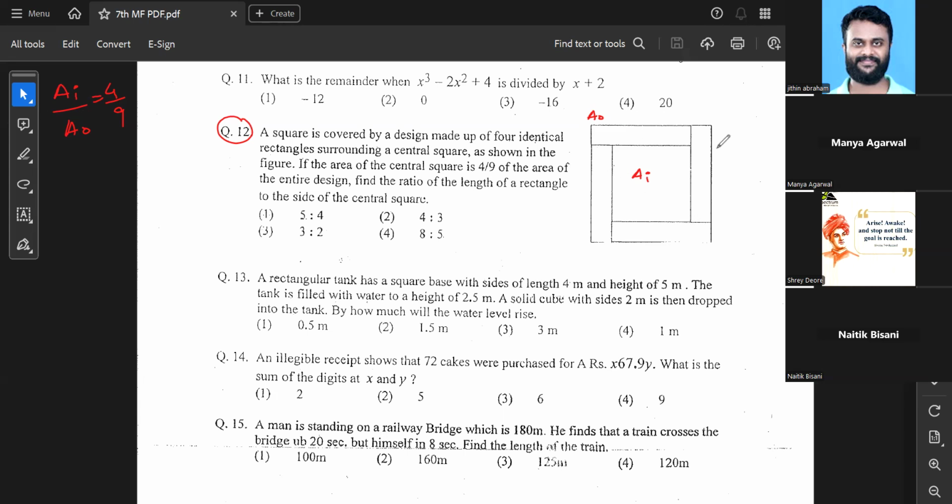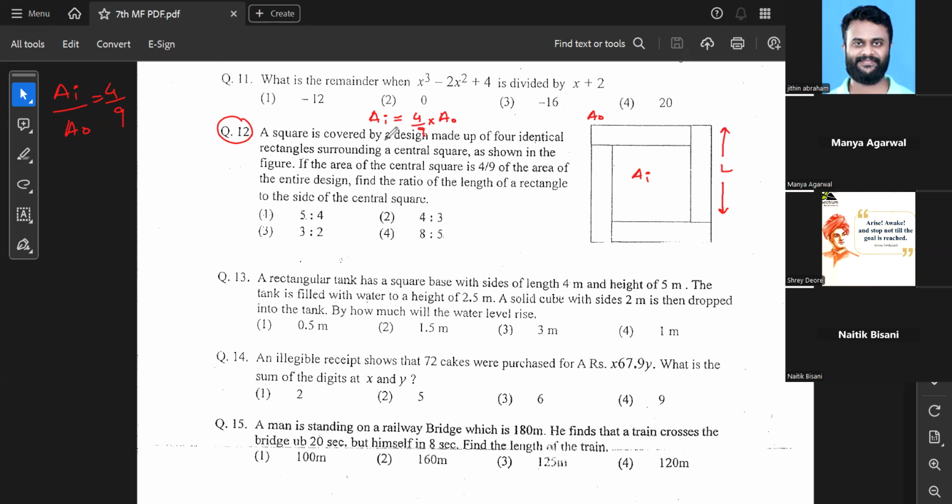So the length of the rectangle is this much. Sir, the ratio is not given. No, it is just a statement. What they have said is that the area of the central square is 4 by 9 of the area of the entire design, which means the area of the inner square is 4 by 9 multiplied by the area of the outer square. So when I take the area of the outer square, it's basically a ratio only, right? Yes, sir.